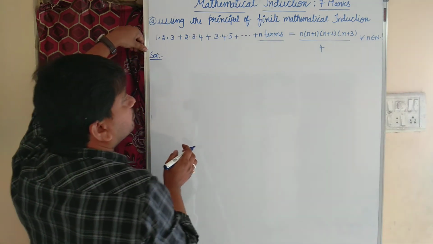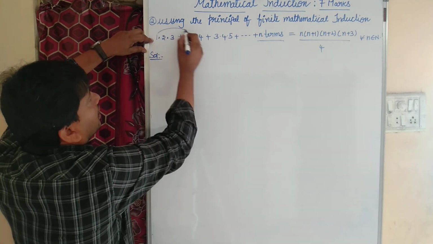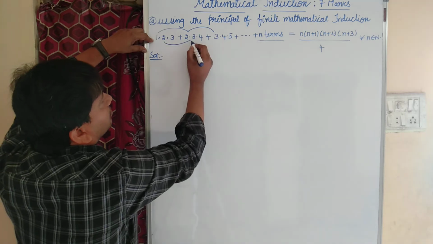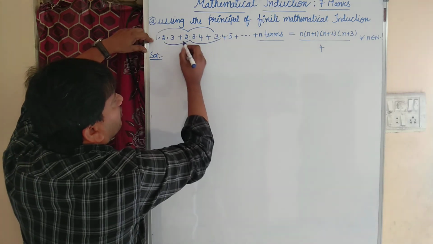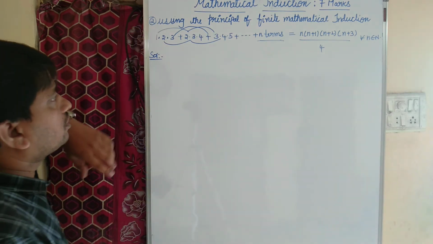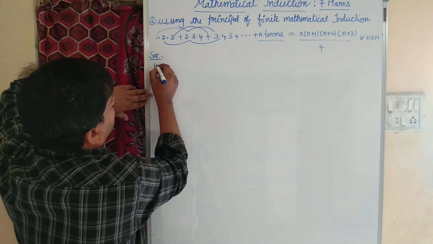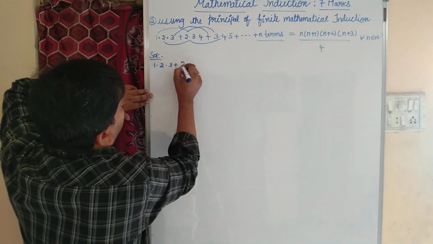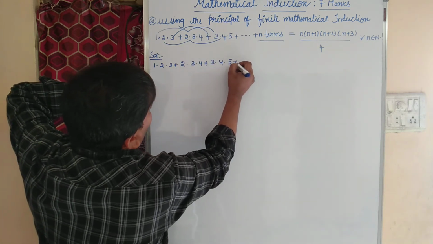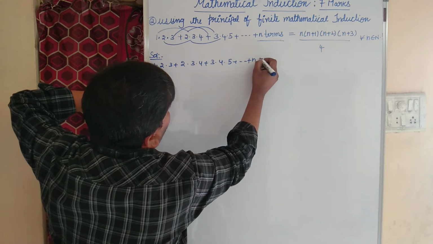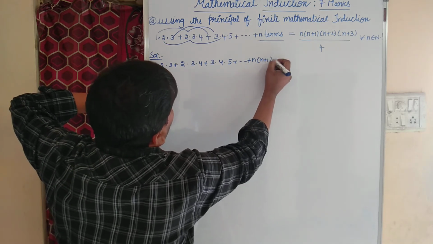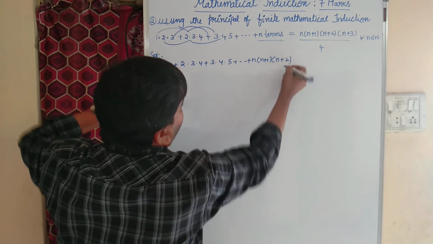Clearly, if you observe, it is increasing by 1 every time. The second term is also increasing by 1 every time, and the third term also. So the nth term, for 1 into 2 into 3 plus 2 into 3 into 4 plus 3 into 4 into 5 and so on, I can say is n into n plus 1 into n plus 2.